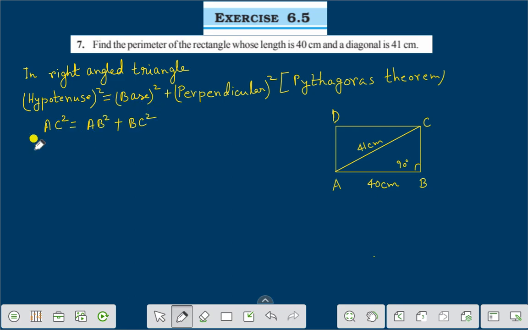or you can write the right hand side first, that is AB square plus BC square is equal to AC square, or BC square is equal to AC square minus AB square.